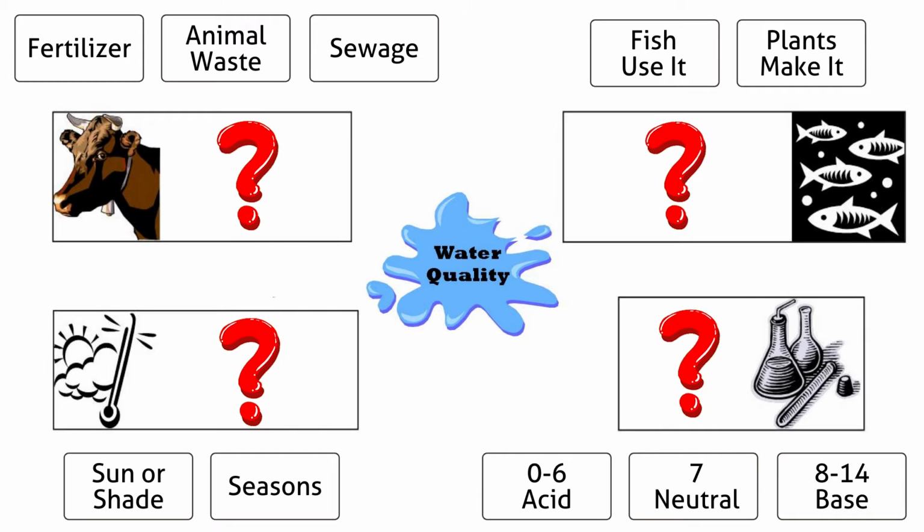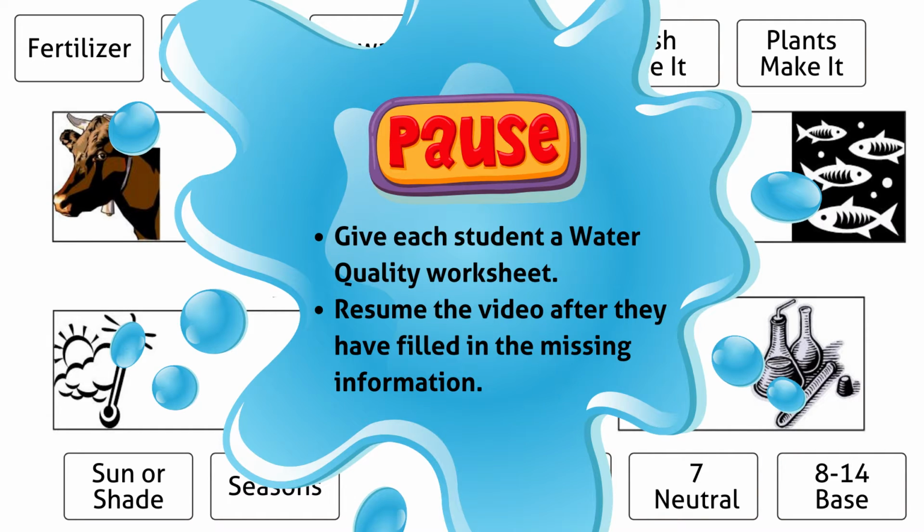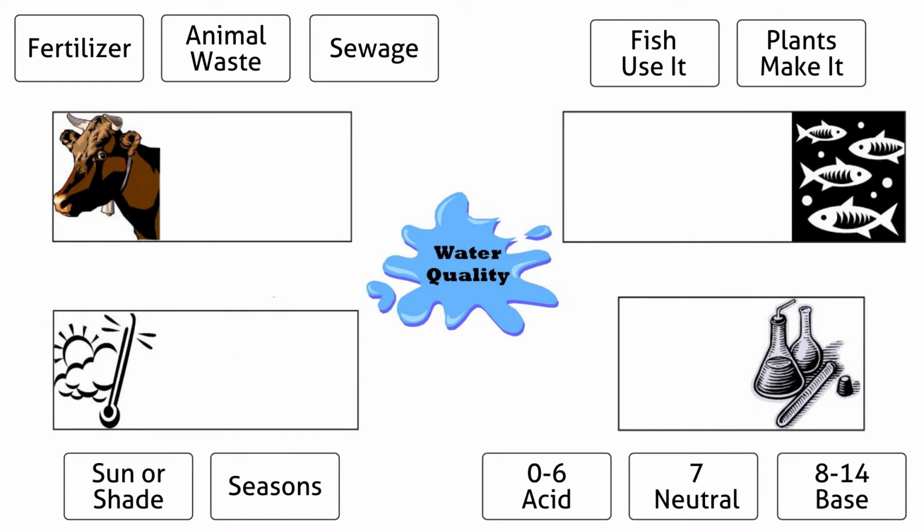This time the water quality worksheet looks a little bit different. Some of the blanks are filled in, some aren't. Your job is to fill in the information that's missing. We're going to pause the video here so your teacher can pass out a worksheet to everyone, and you're going to fill in the missing information. When you're done, we'll start the video back up and review what you filled in.